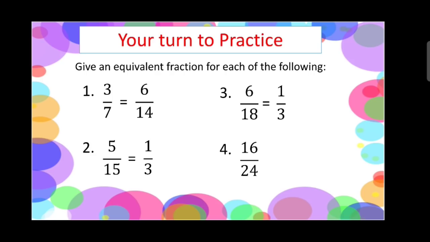Lastly, we have 16 over 24. Here, I divided it by 8 because 16 and 24 are divisible by 8. So, 16 divided by 8 is 2, and 24 divided by 8 is 3. The equivalent fraction of 16 over 24 is 2/3. That's why 16 over 24 is equal to 2/3.